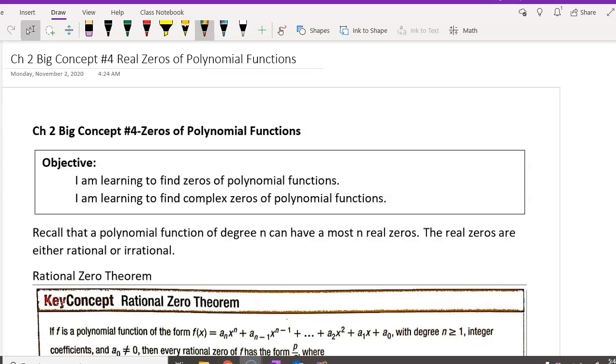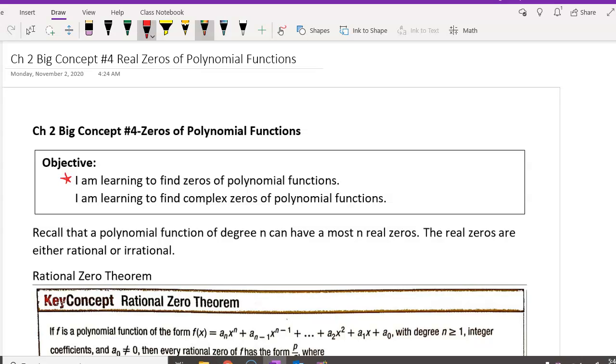Polynomial Functions. So our learning targets today: I am learning to find zeros of polynomial functions. I'm learning to find complex zeros of polynomial functions. This is a huge section, and when I say huge, I mean it's ginormous. So I decided to split it over 2 videos. So today we're actually going to just focus on this first learning target. I am learning to find zeros of polynomial functions.